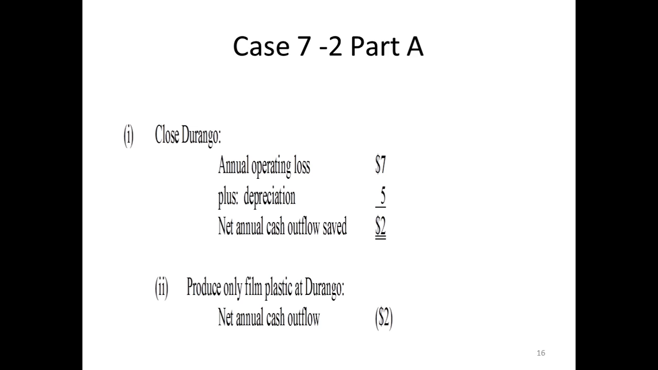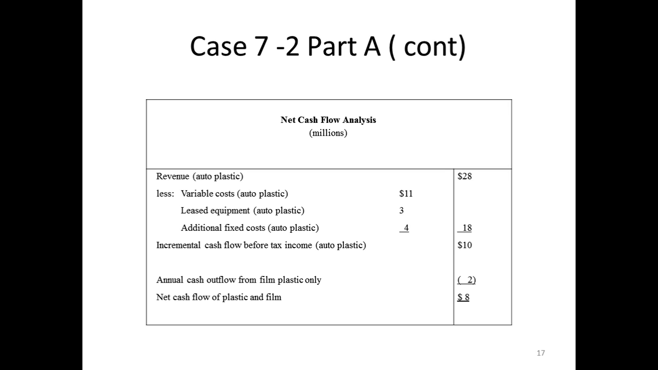They add back depreciation, and the net cash outflow saved is about $2 million. The only thing is, if we produce the film plastic, we're going to have a net cash outflow of $2 million.